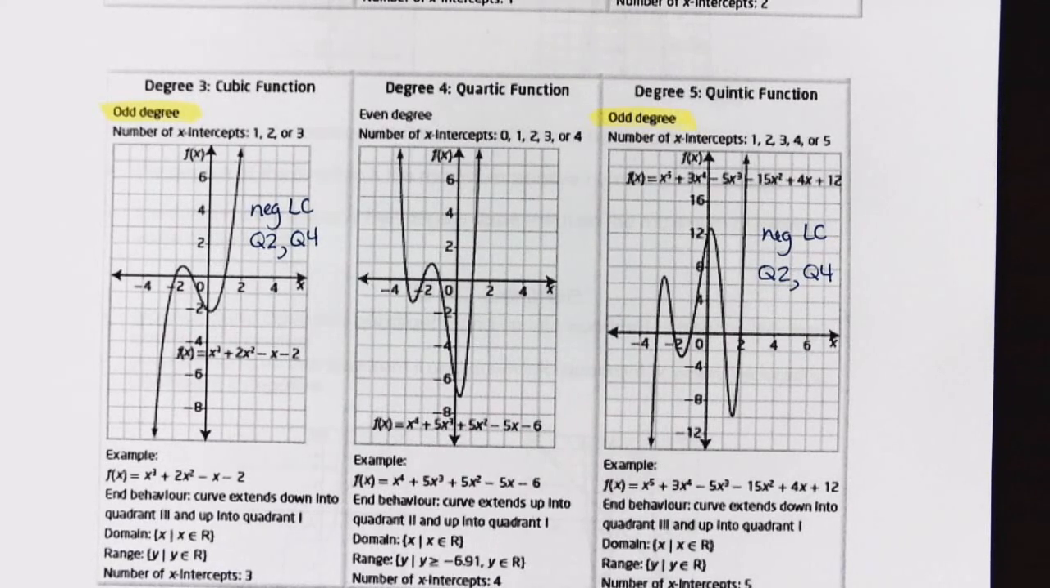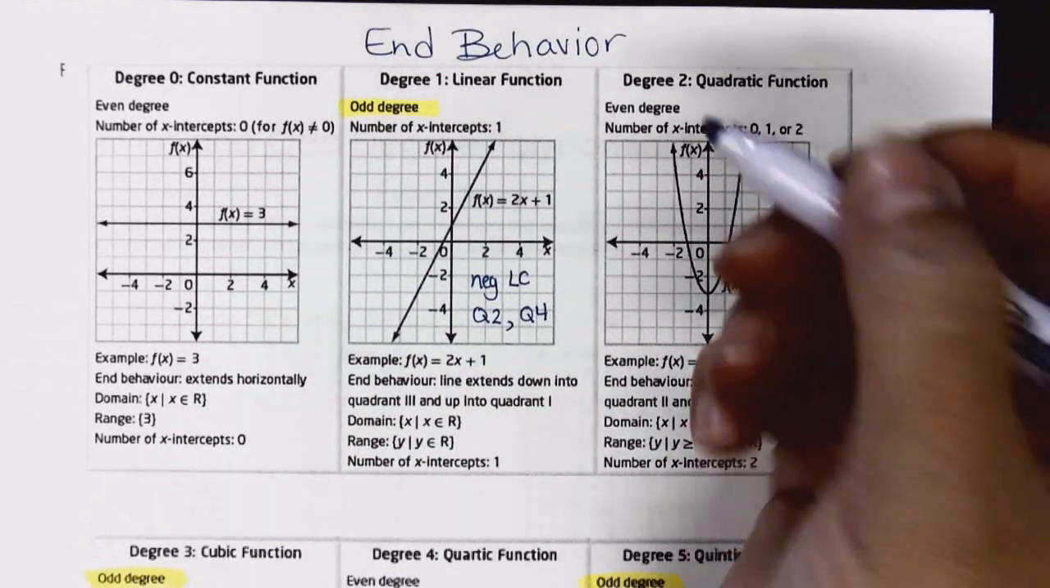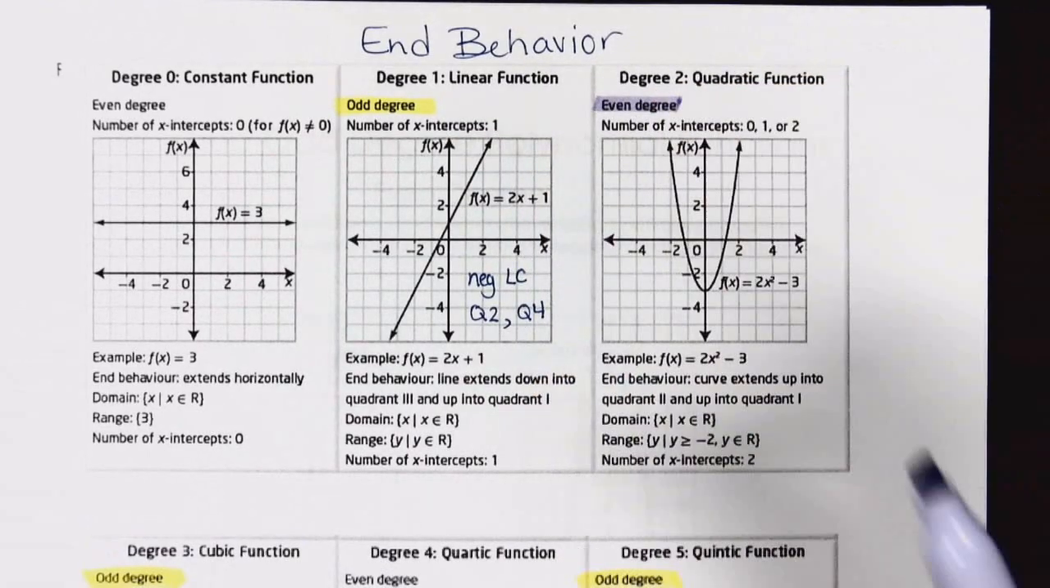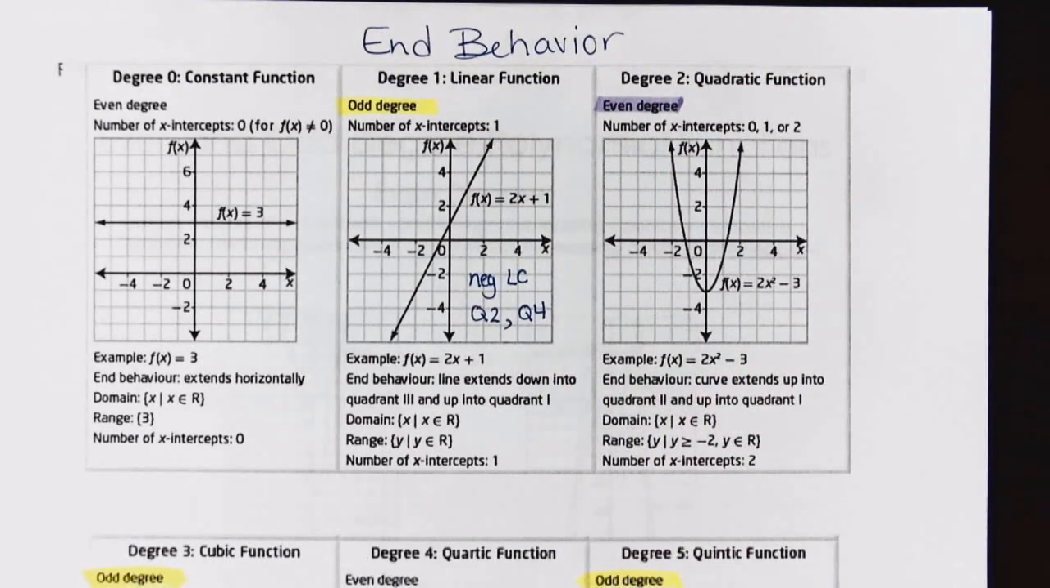Okay, now we're going on to even functions. So an even degree, so we're on a quadratic. You guys have lived a life of graphing these. If the leading coefficient is positive, which way do we know the graph opens? Up. So what are my end behaviors? They're going up. What quadrants? Quadrant 1 and 2.